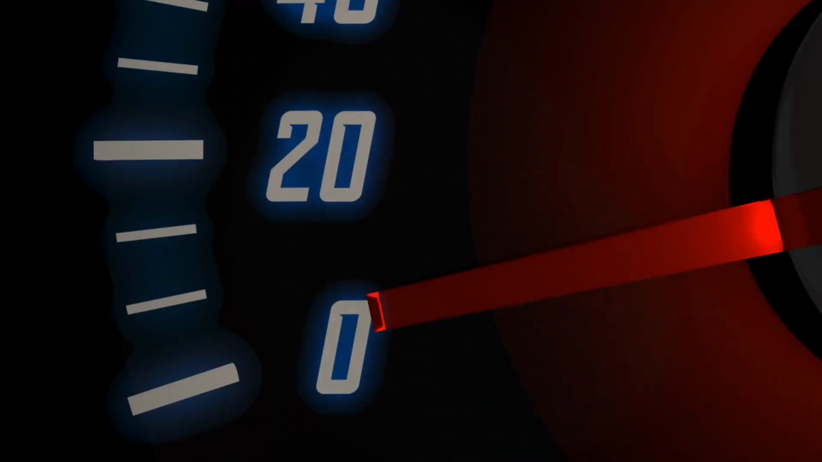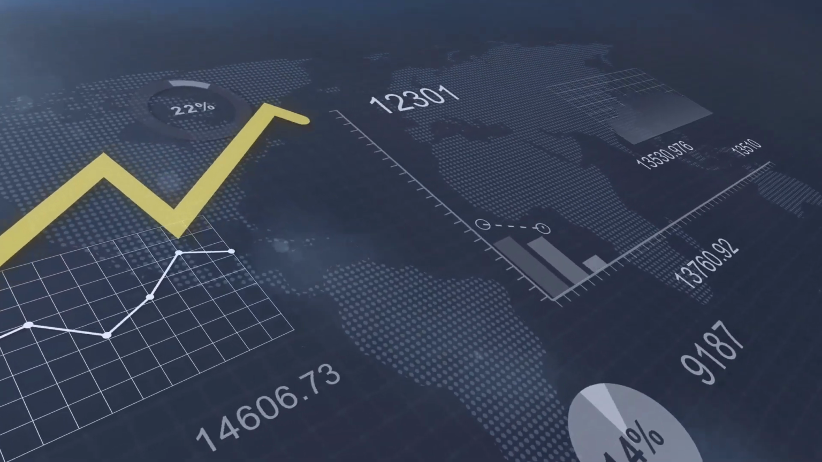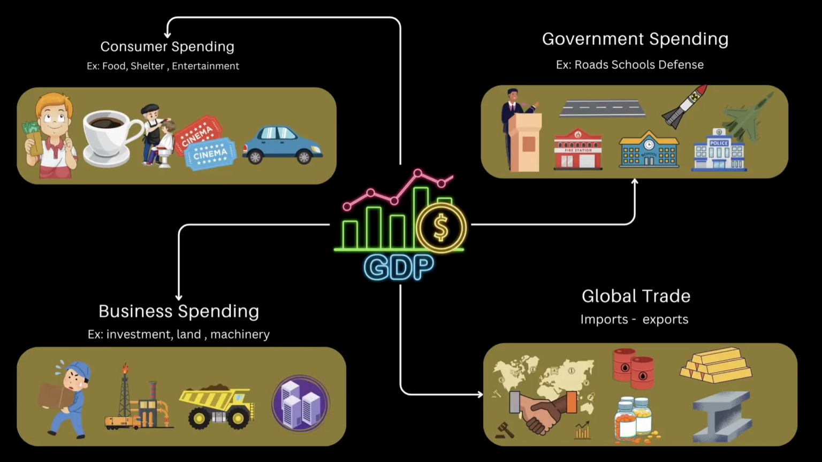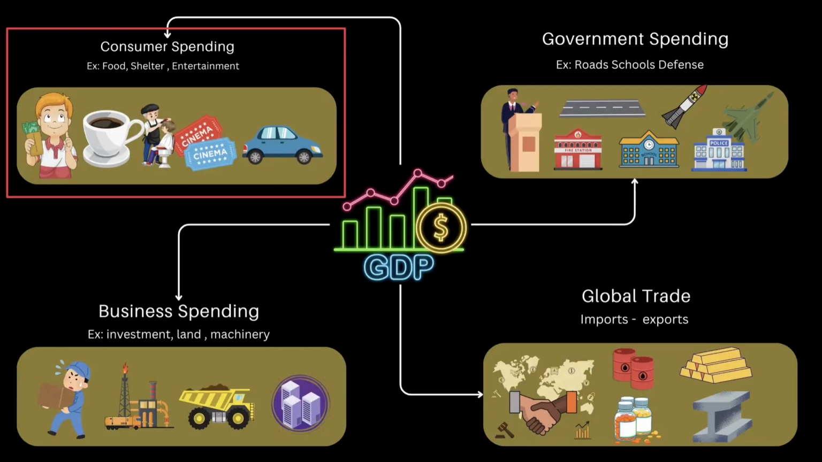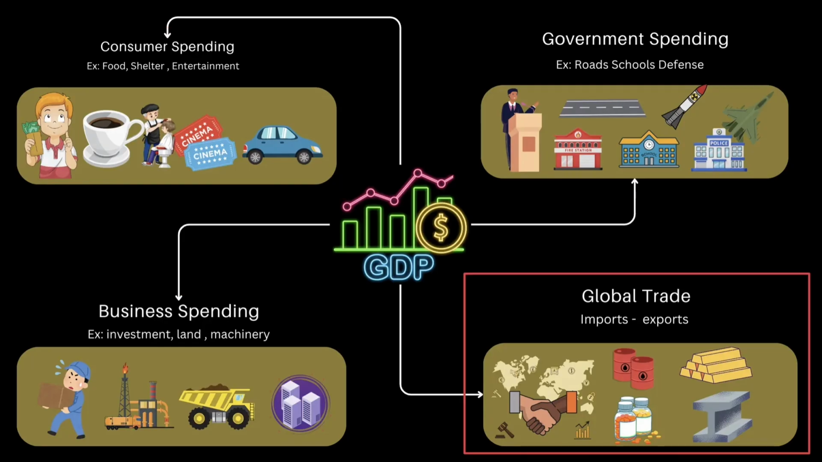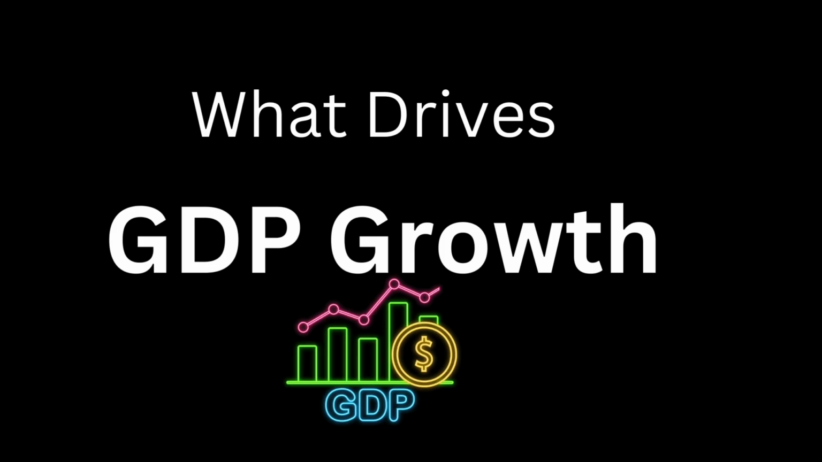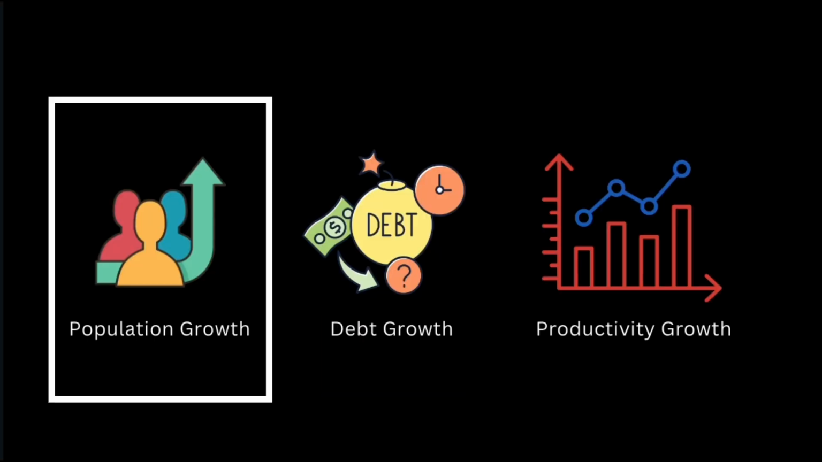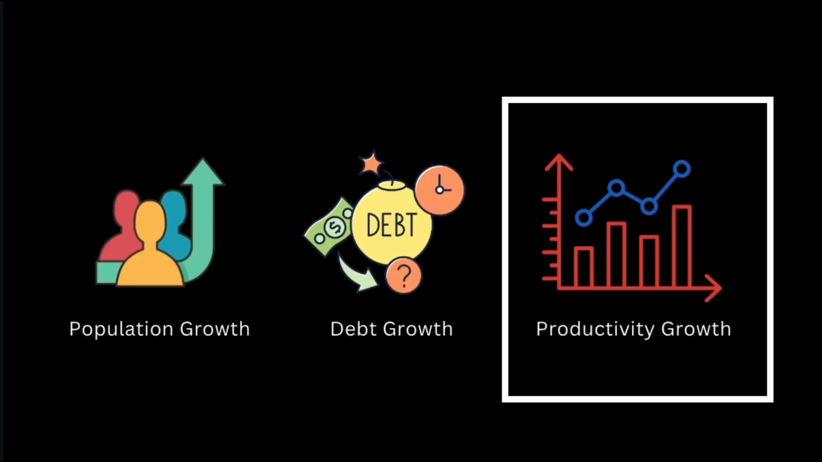The GDP growth rate is a key signal for investors to base investment decisions. An increasing growth rate is a positive signal for the stock market because it implies a rise in earnings growth. GDP is made up of 4 components: consumer spending, government spending, business spending, and global trade. Now, the big question here is what drives GDP growth? The 3 main drivers of GDP are population growth, debt growth, and productivity growth.